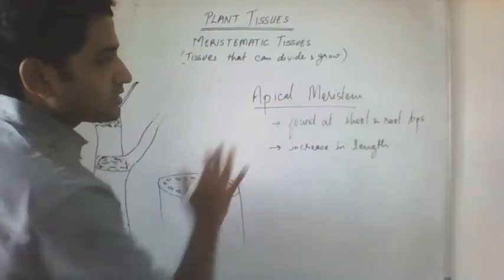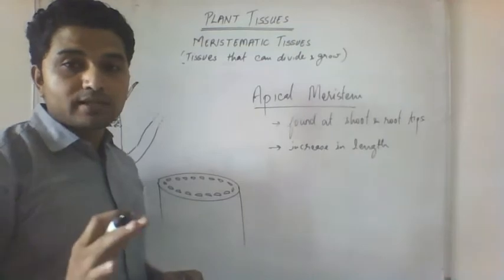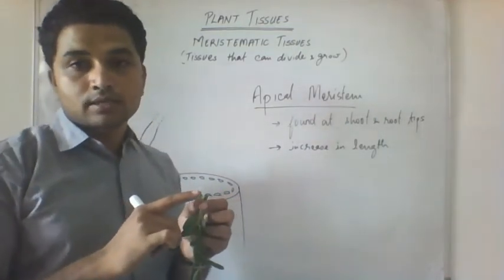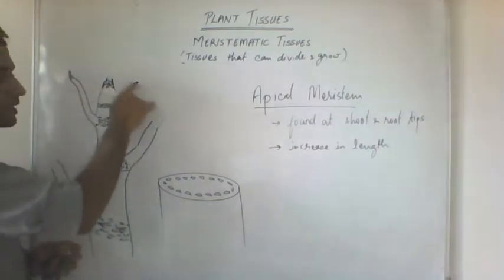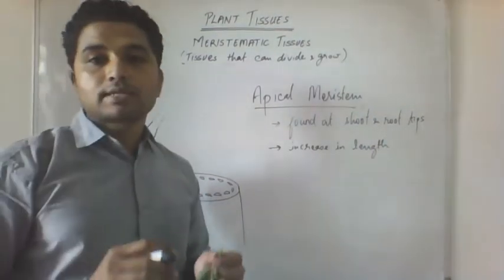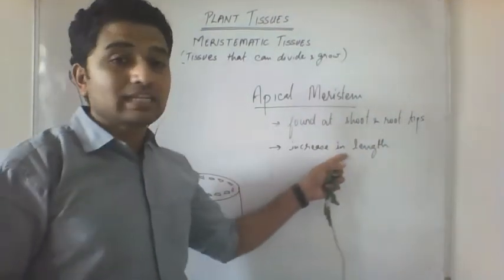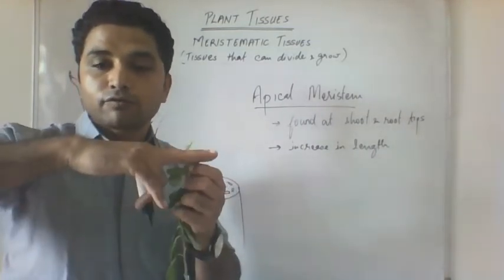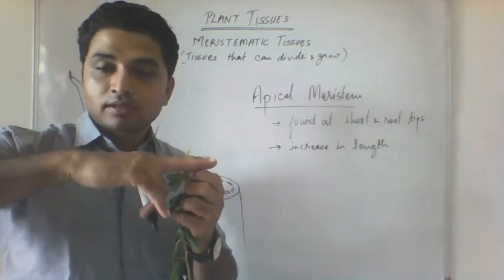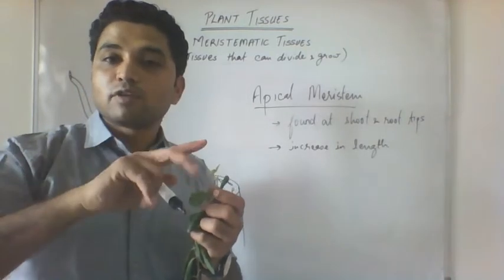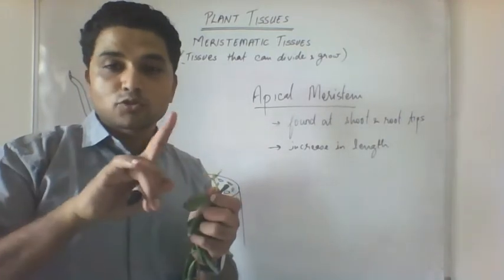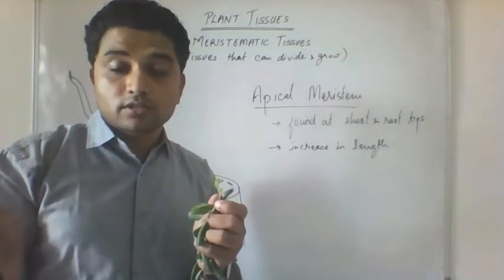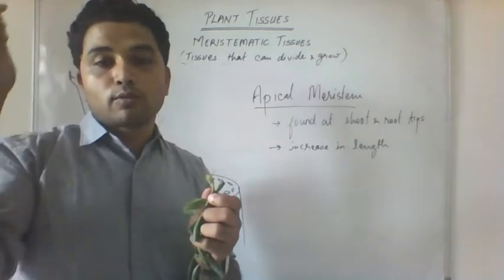So what is apical meristem? The meristematic tissues present at the tips of the plants, even the shoot and root tips. And what do they do? They cause the increase of length of the plant. What will happen if I cut off the tip? The length from here will not increase, because if I cut it, meristematic tissues are going to be lost, so they will not grow from here.